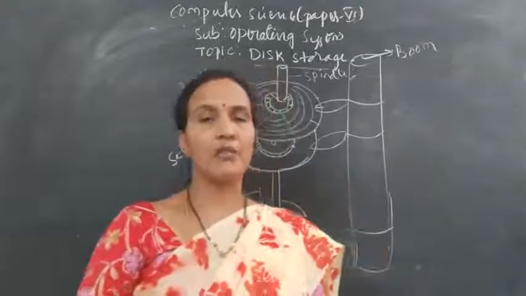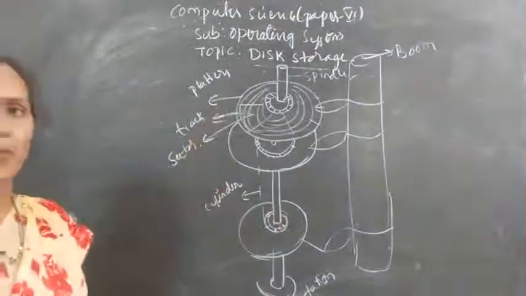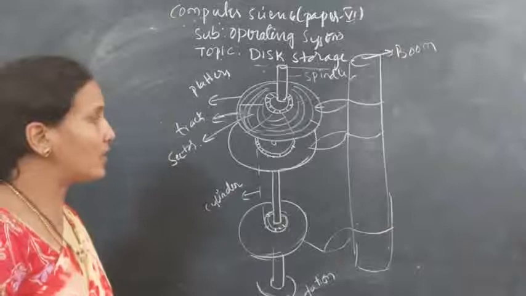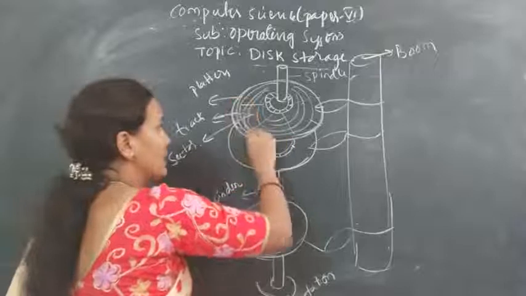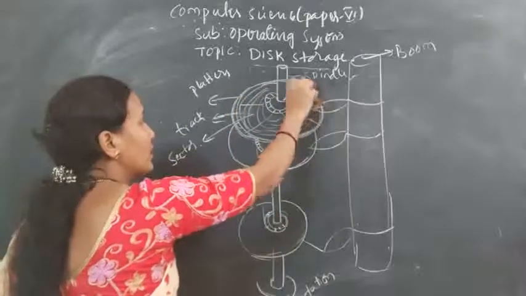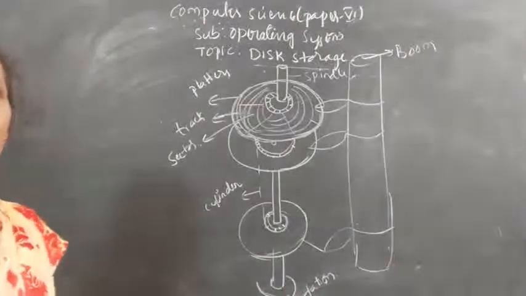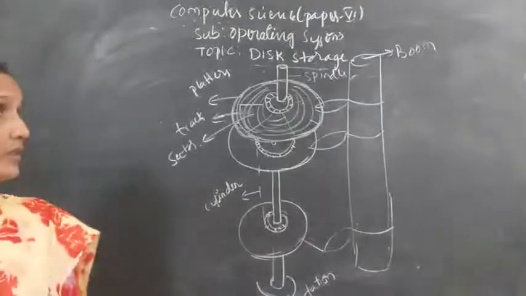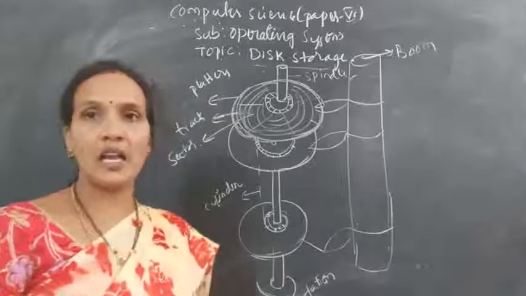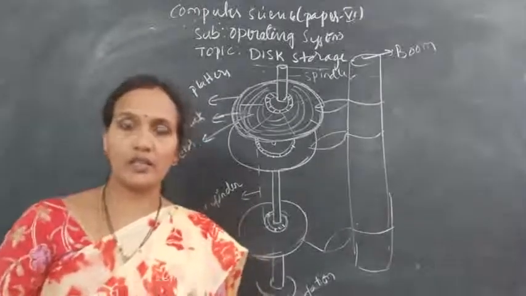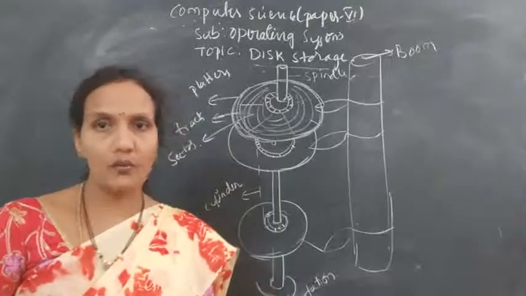Now we'll come to the storage structure of the hard disk. This is a hard disk. In the hard disk, these circles are aluminium plates, aluminium discs which are coated with magnetized material. The discs have magnetized material on two sides, so that whatever content is stored in the hard disk can be stored permanently.